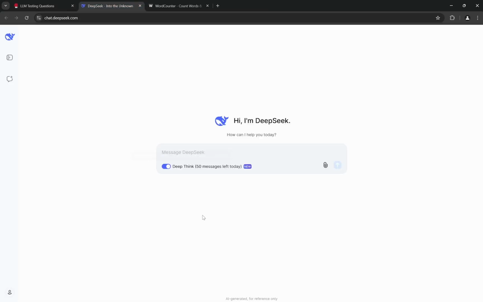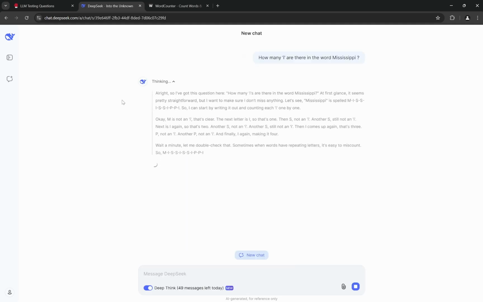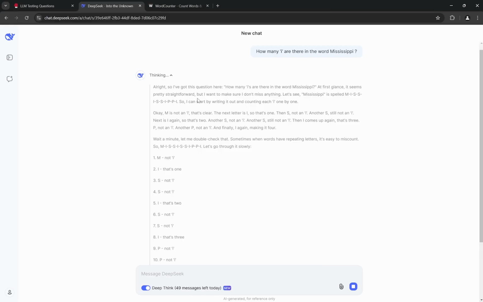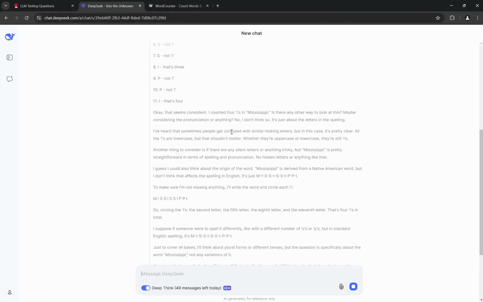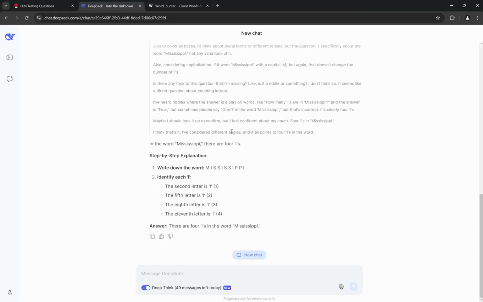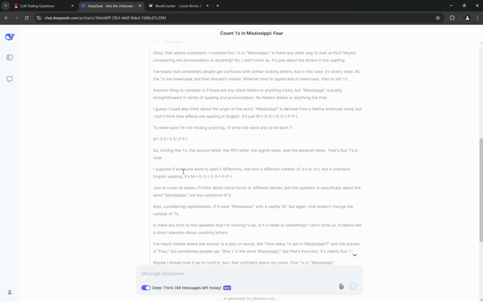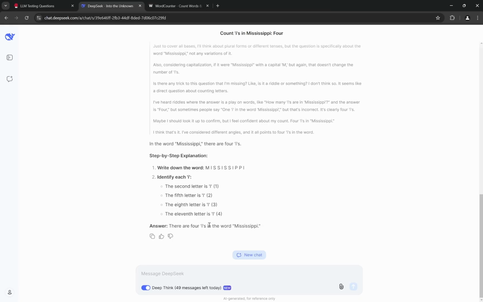So I'll just copy paste this. So you can see it gives a different option as thinking and you can see the whole thought process of the AI model. So you can see it thought of everything, right? And then it gives the answer as 4. So it is correct because there are 4 I's.